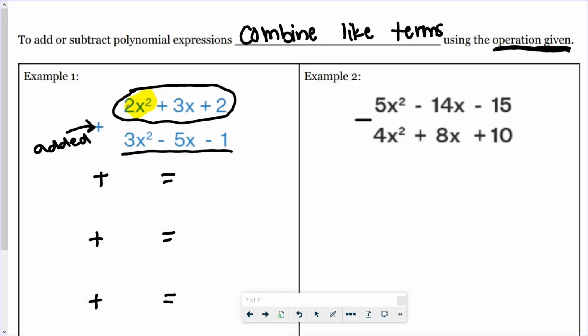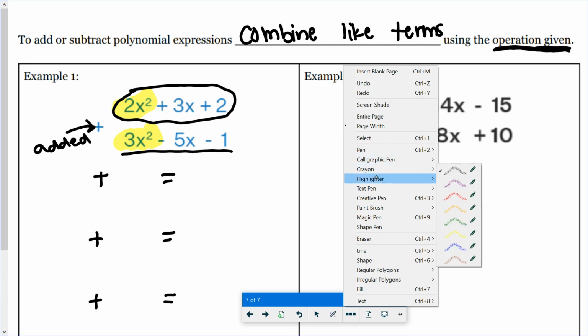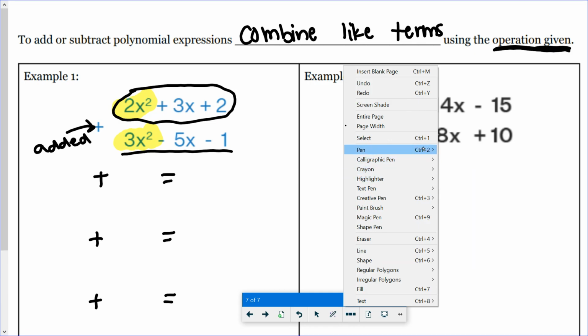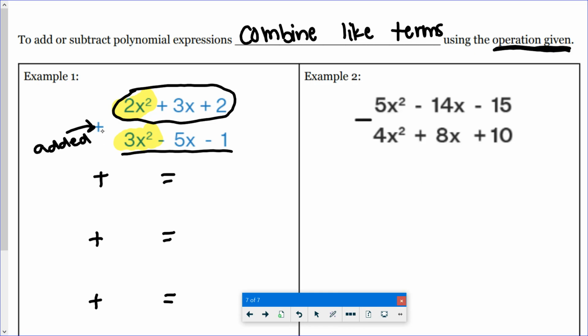So I'm going to start with 2x squared. When I look at 2x squared, my like term for it is 3x squared. So those two are going to go together. And I'm going to write that out as what they're being added. So I have 2x squared being added to 3x squared.